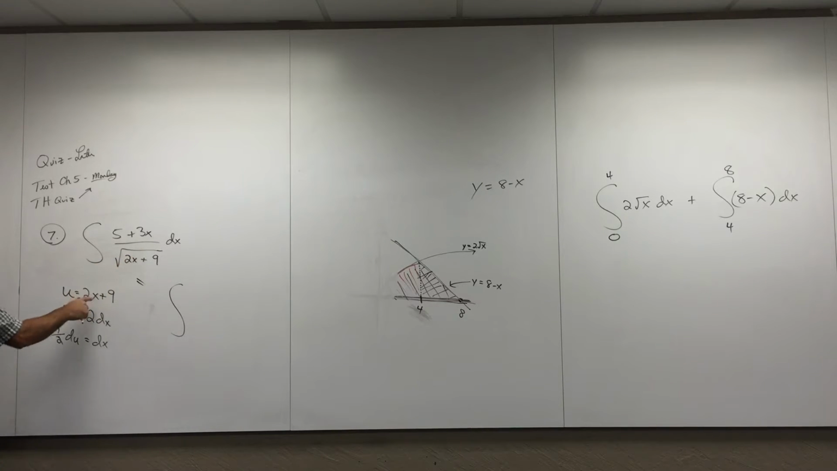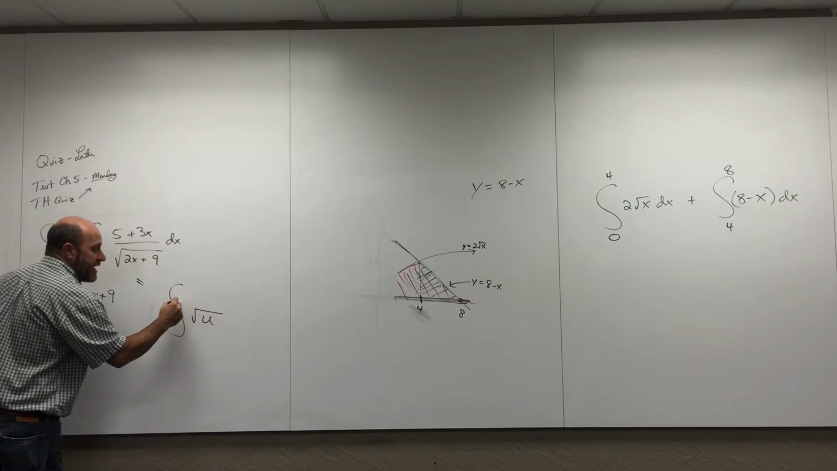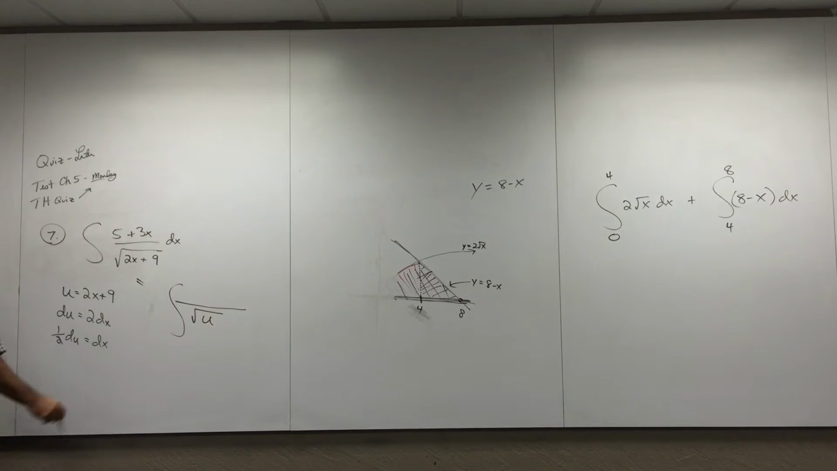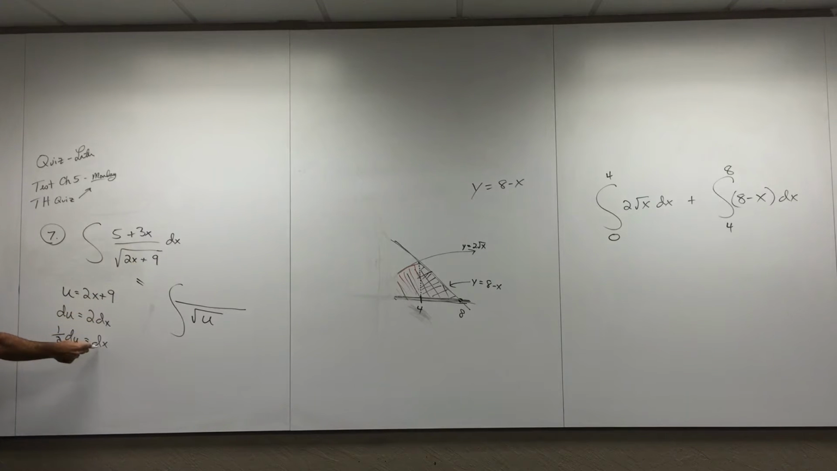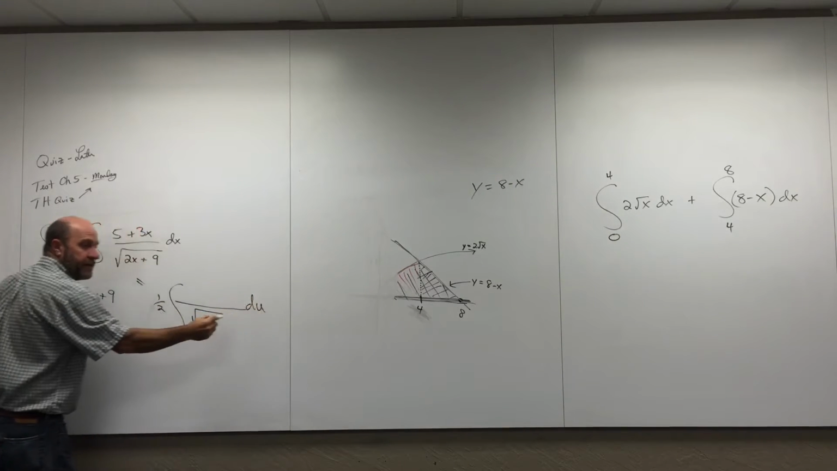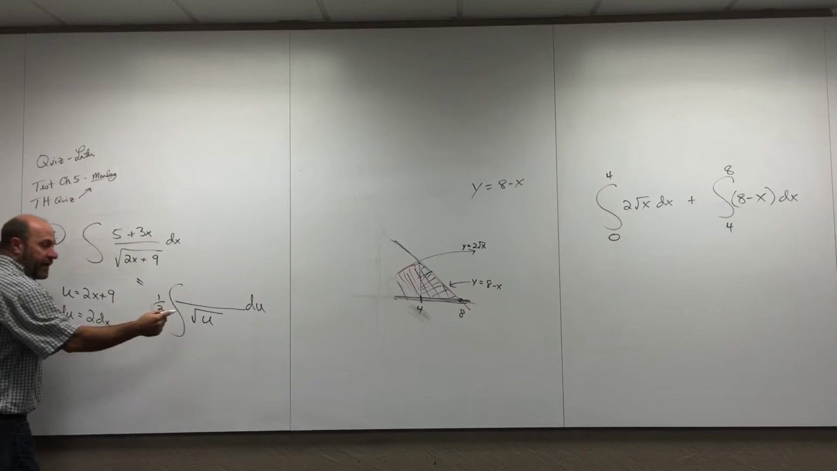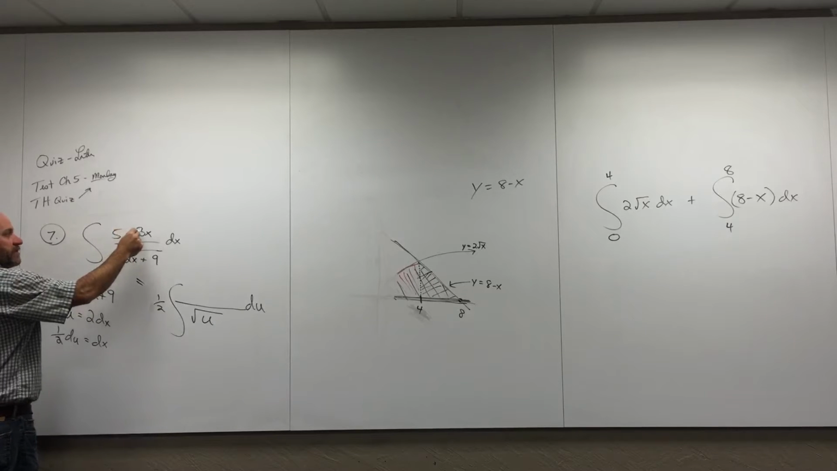Okay, let's work on the stuff we know. Down in the bottom, I got a square root of u. Do you agree with that? All right. Okay, that's that. What about this dx? What's this dx? 1/2 du. I'll pull the 1/2 out and put the du out here. So now I got this numerator. Okay, what's this numerator? 5 plus 3x.